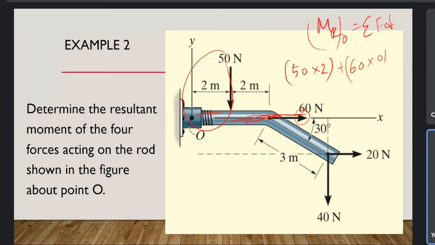Then another force applied is 20 newtons. So for 20 newtons, how are we going to find the distance? First, we need to find the distance by using the total distance here. The distance here given is 3 meters, and it makes an angle of 30. So we have to find the perpendicular distance here. So let's see what is the example given.